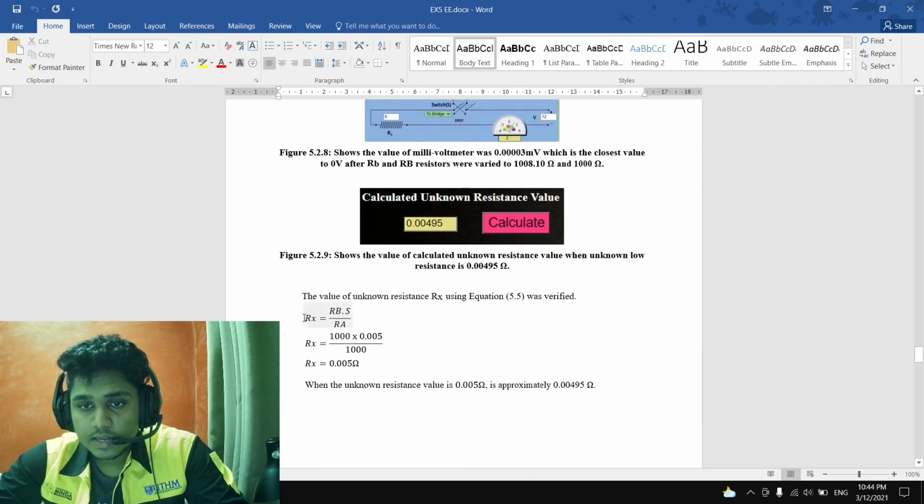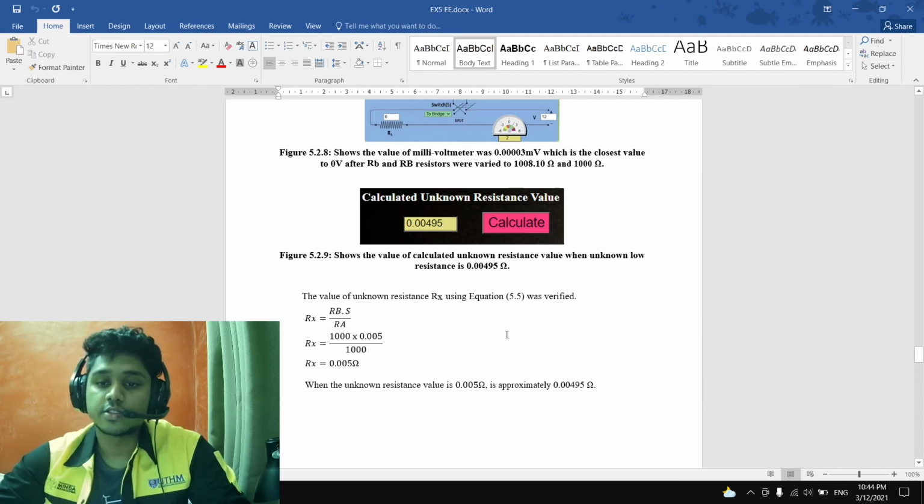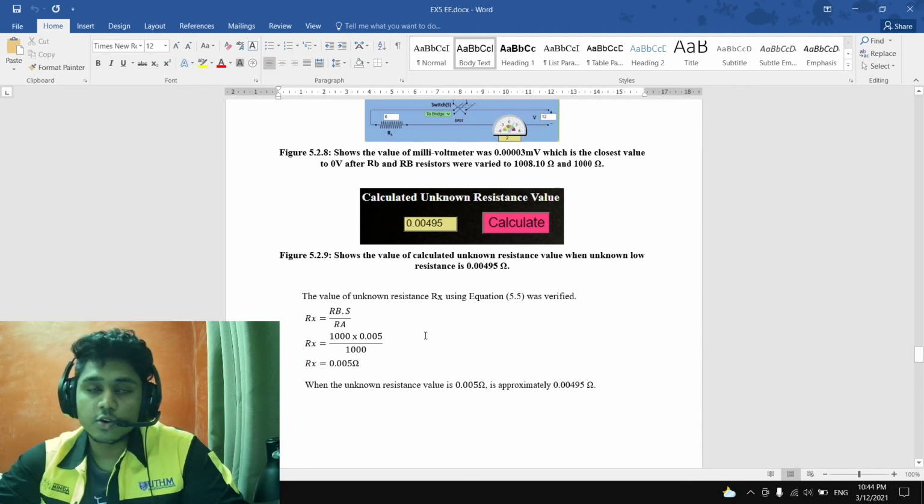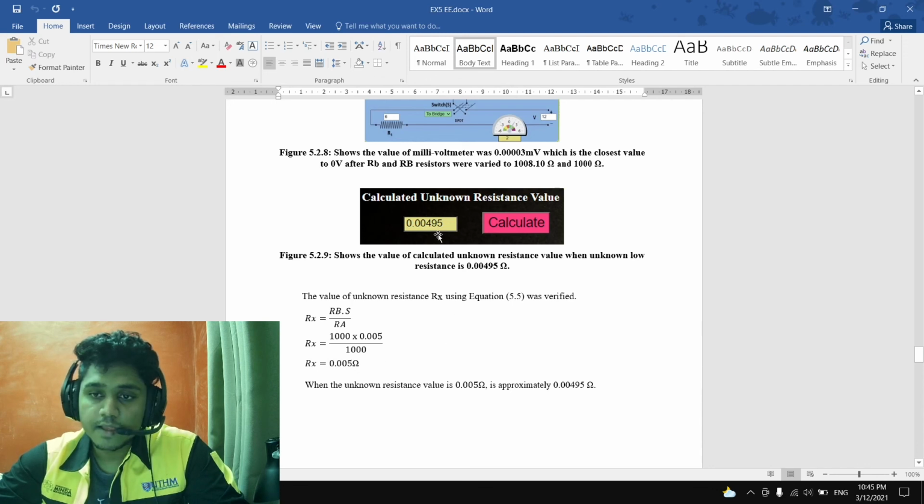This value has been further proved and recalculated over here. This is the calculation where Rx equals Rb times S over Ra, S being the known resistor. Just now we set it to 0.005 ohms, and in the previous activity we set it to 0.01 ohm. From this calculation, we find the unknown resistance X is 0.005 ohm, which is similar to the calculated way if we round this off, approximately 0.00495 ohm.